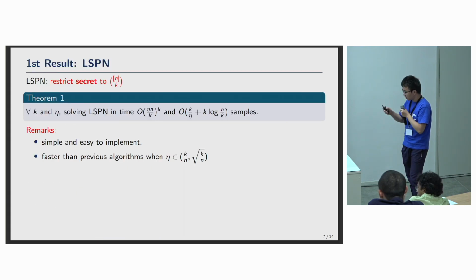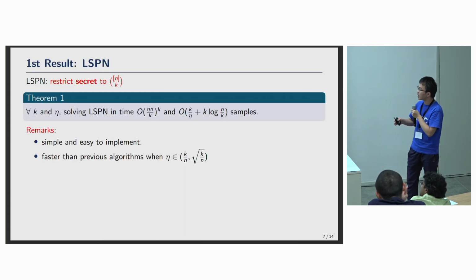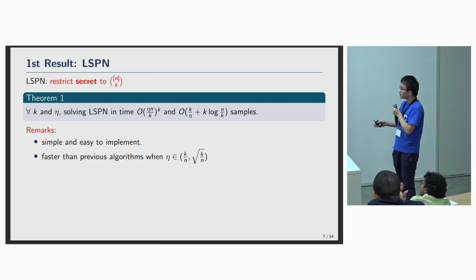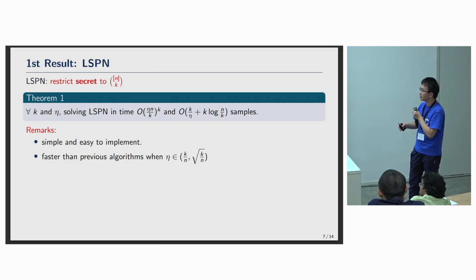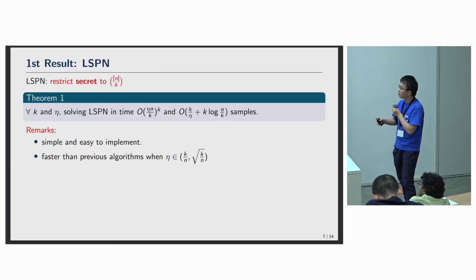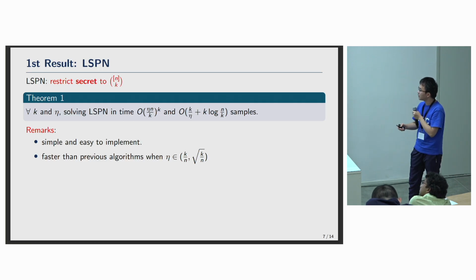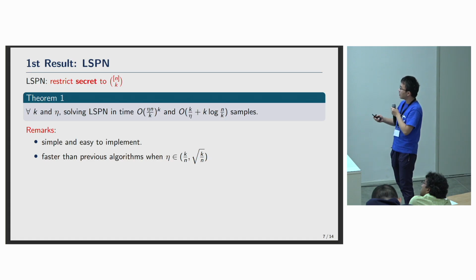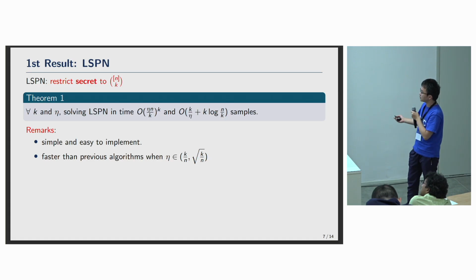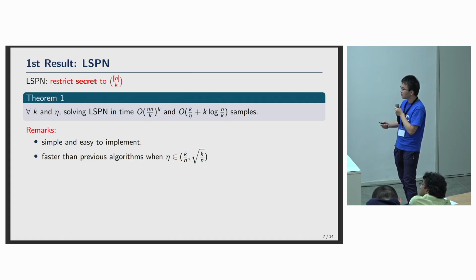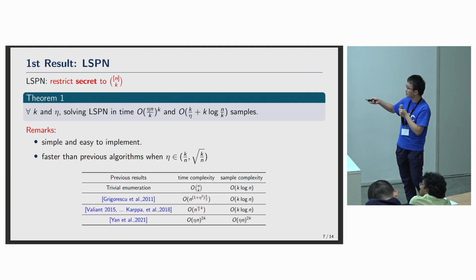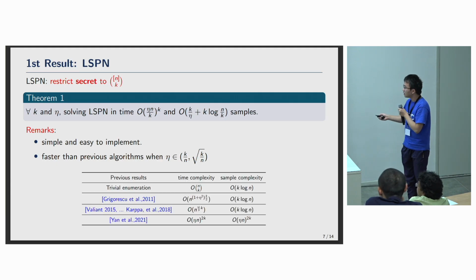Let us look at our first result for LSPN. Our theorem is that for any sparsity k and noise rate eta, we can solve LSPN in time (n over k) to the power of k times eta, with k over eta plus k log n samples. What we want to stress is that our algorithm is simple and easy to implement. Besides, it's faster than the previous algorithms when eta is from k over n to the square root of k over n. Here are some previous results.